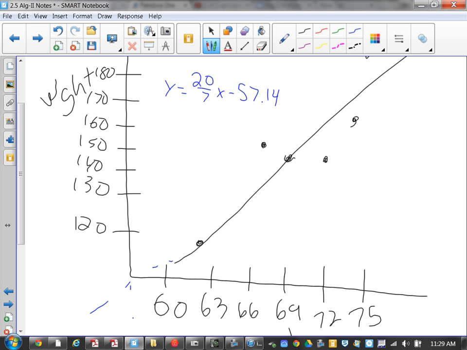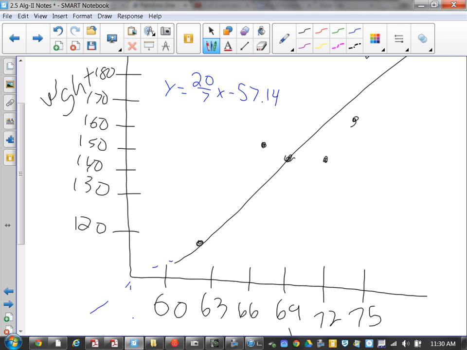So let's check it. Remember how I said that I was 6'3", 190? The 6'3" is the height, correct? That's the value of x. So if I substitute in 75 for that, I should get really close to 190. Hopefully. 20 over 7 times 75 minus 57.14. Just off by a little bit. So you get the idea, though. Wait, are we wrong? No, we're not wrong. You picked 2 points.